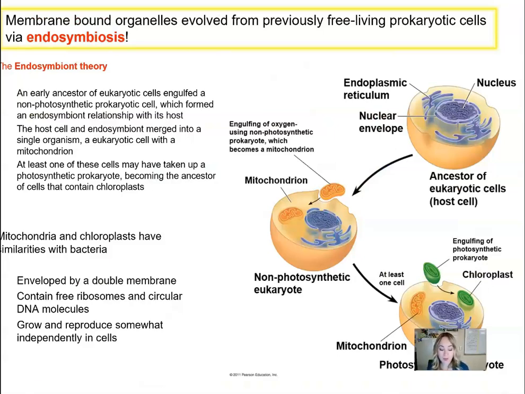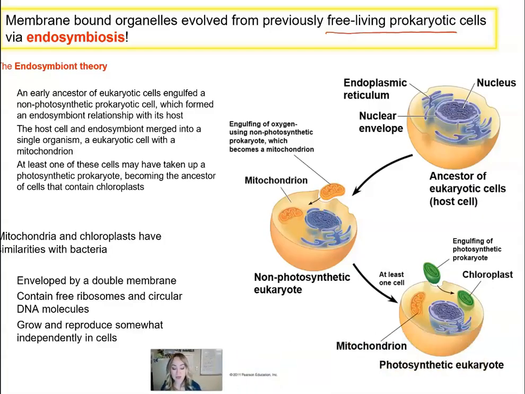So there is what we call an endosymbiotic theory. So basically how membrane-bound organelles have actually evolved from previously free-living prokaryotic cells. So this theory is supported by the evidence, and some of the evidence we have is basically that these organelles right now, mitochondria and chloroplasts, they actually have a double membrane. So they have the inner membrane and they have the outer membrane, so two membranes. They also have free ribosomes, and they also have circular DNA molecules. Clearly, if you have DNA and you have ribosomes, that means these organelles are capable of their own protein synthesis.